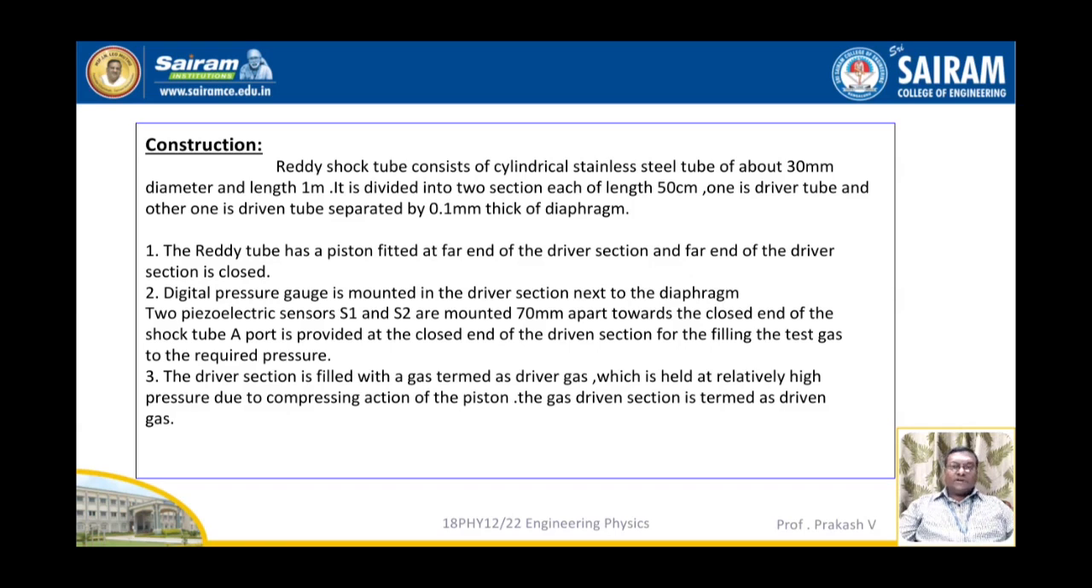The digital pressure gauge is mounted in the driver section closer to the paper diaphragm, as you can see in the picture, and two piezoelectric sensors S1 and S2 are mounted at a distance of 70 mm apart and fitted closer to the downstream end or closed end of the tube. The driver section is filled with a gas called driver gas and the driven section is filled with a gas called test gas or driven gas. A port is provided in the driven section for filling test gas.